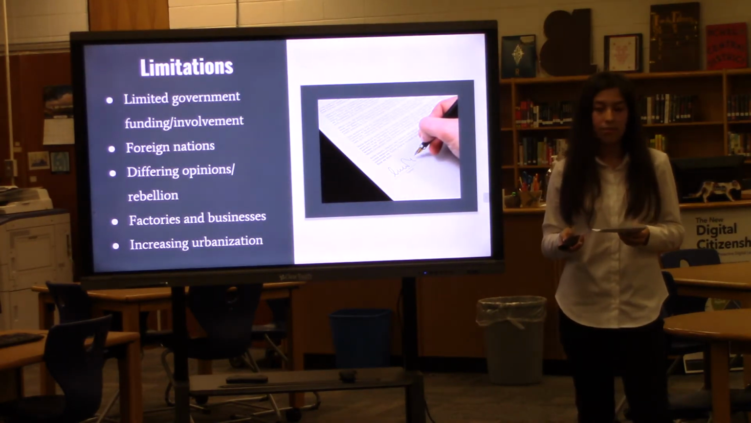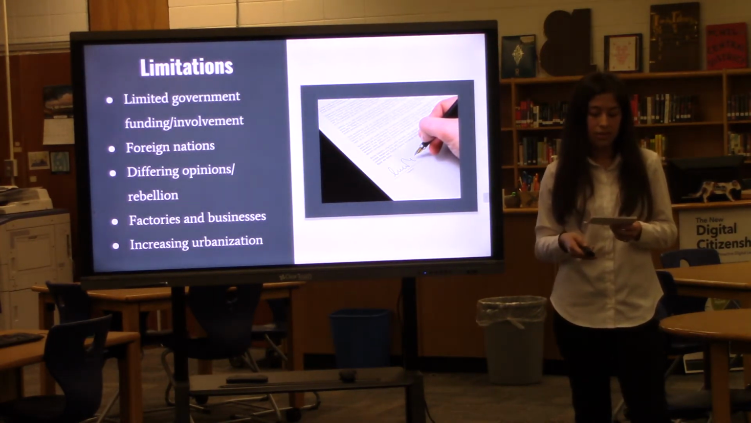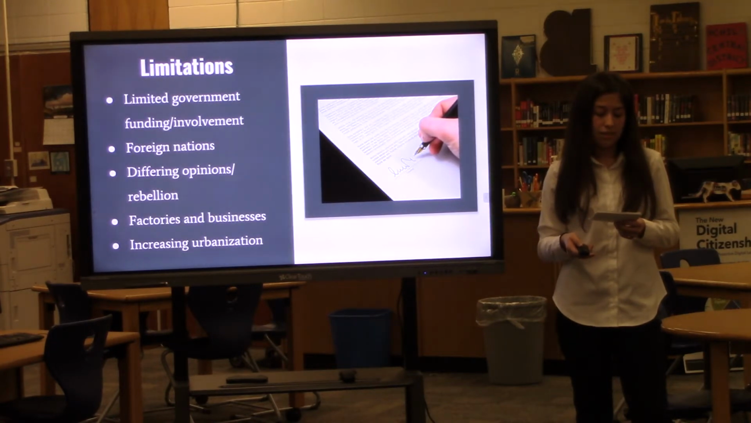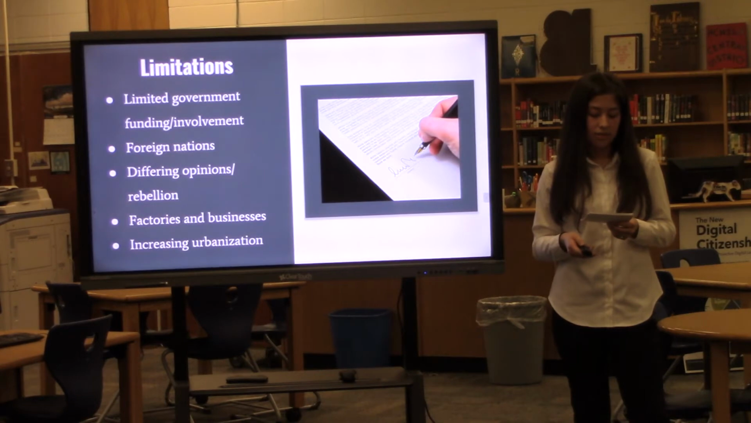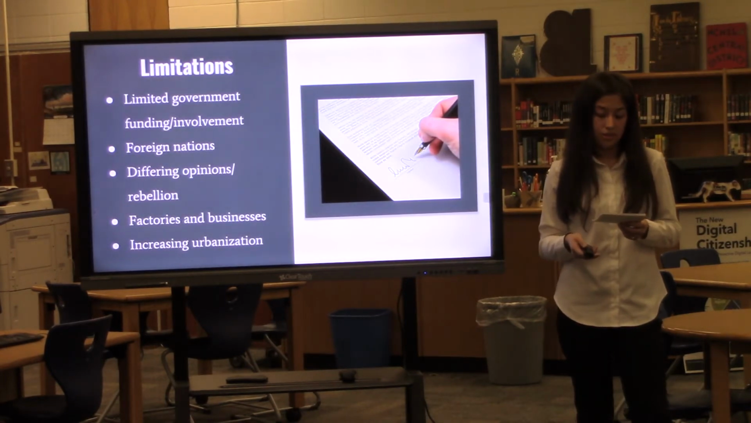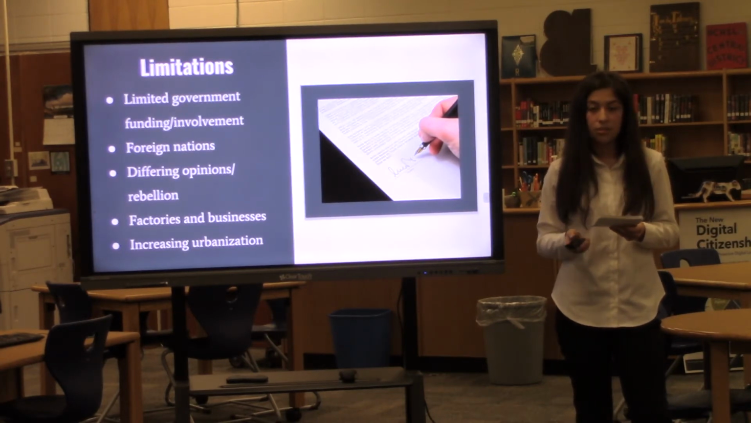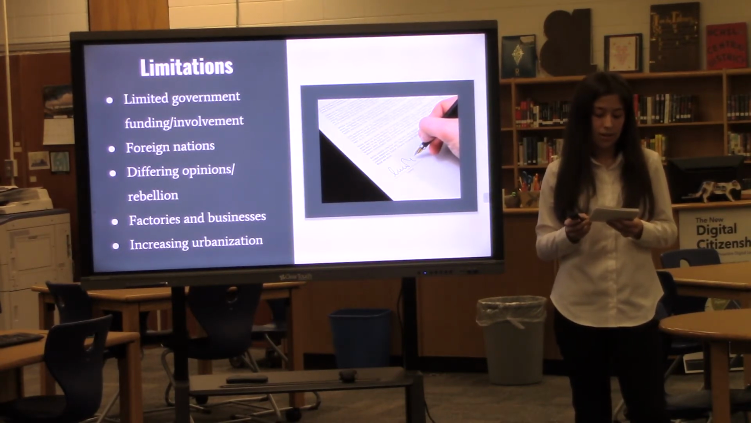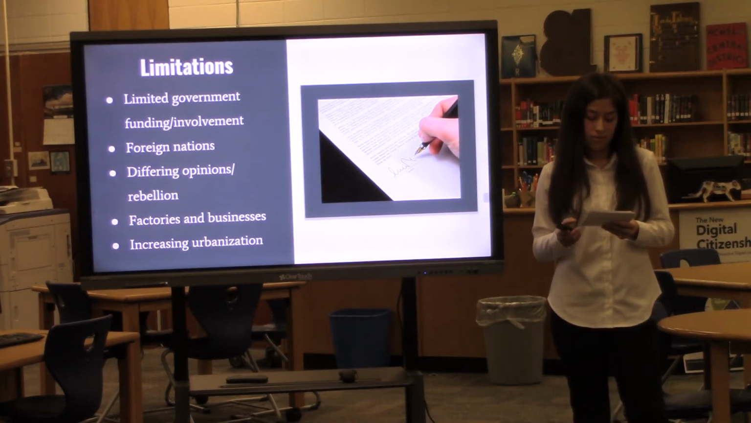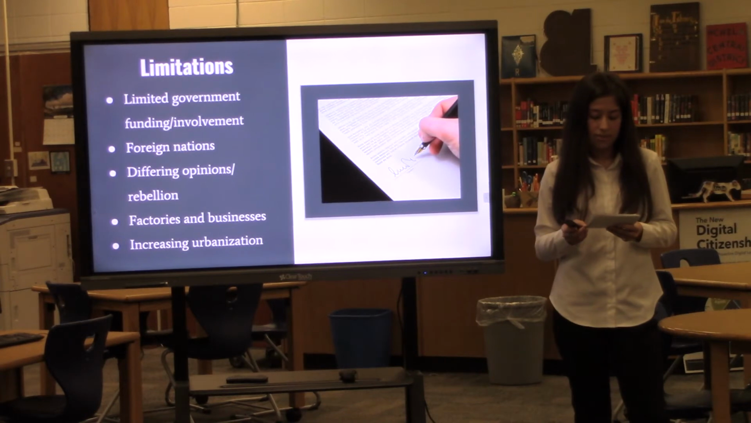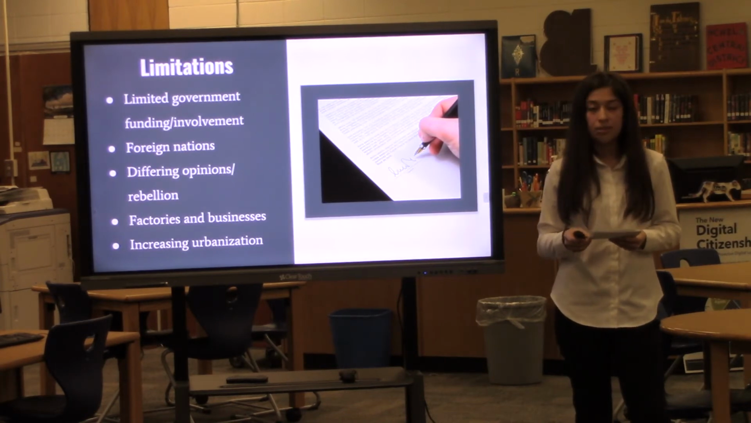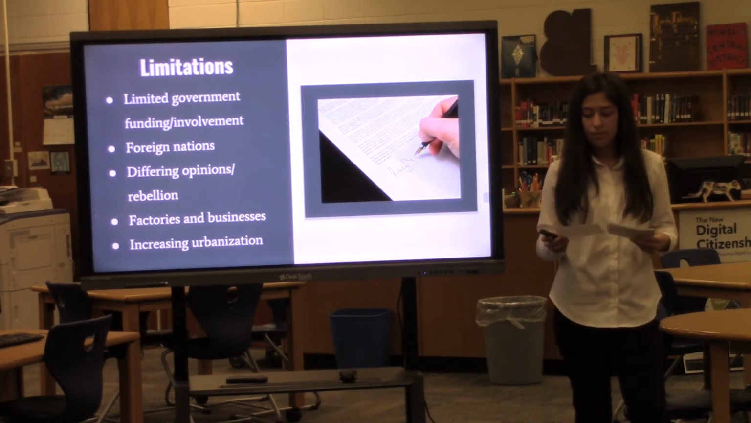There is limited government funding and involvement to combat this issue. Getting foreign nations to agree on policies would be extremely difficult and would also be hard to regulate. Not everyone agrees on environmental damage being an actual issue, and not everyone will agree to make certain lifestyle changes, leading to rebellion if partial laws were enforced. There are so many businesses that it would be hard to regulate pollution. And lastly, with the increasing population leading to more and more urbanization, an environmentally friendly future seems to be becoming much harder to achieve. Thank you.